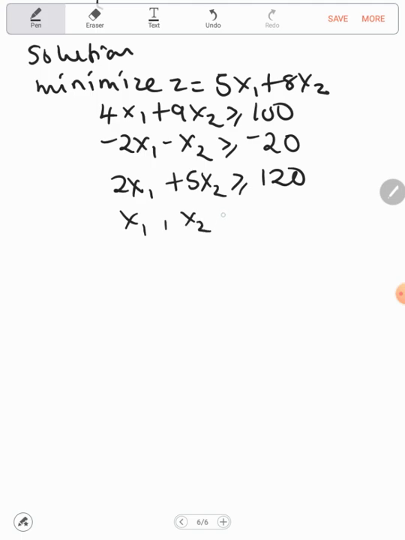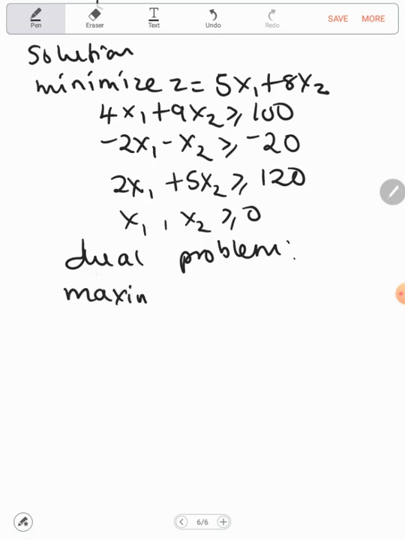x1 and x2 are greater than or equal to 0. Now we can easily write this into its equivalent dual problem. This will just be maximize z equal to, so you see that, how many constraints do we have? We have 3 constraints. So this will be equal to the number of variables in the dual problem for the objective function.